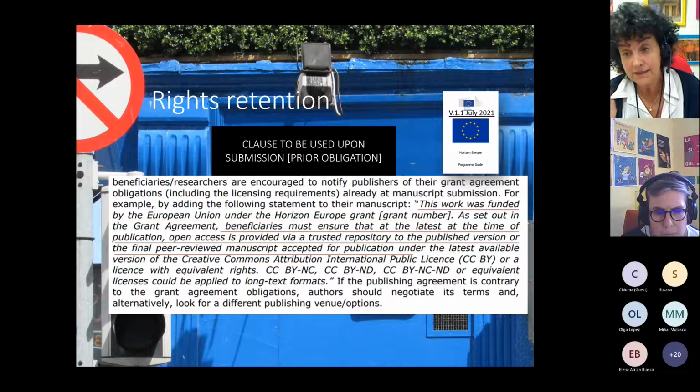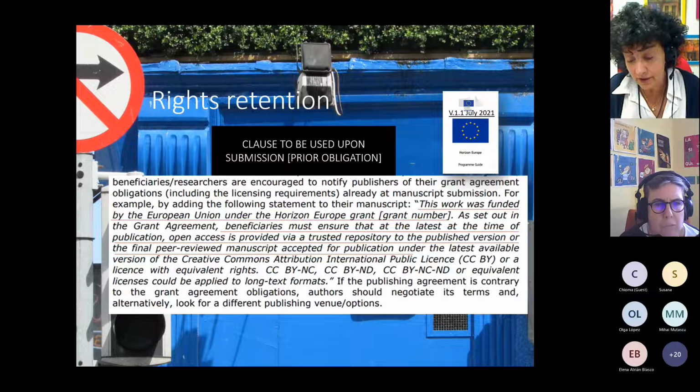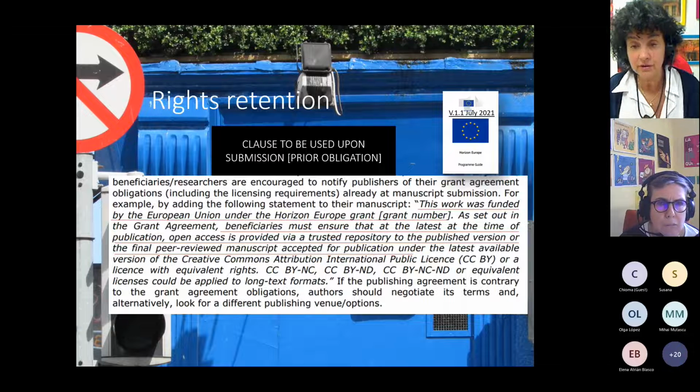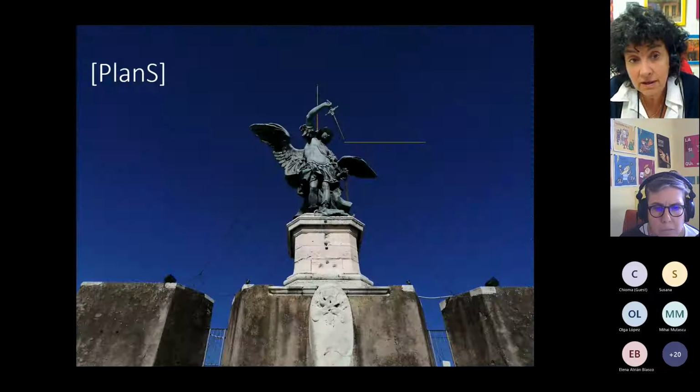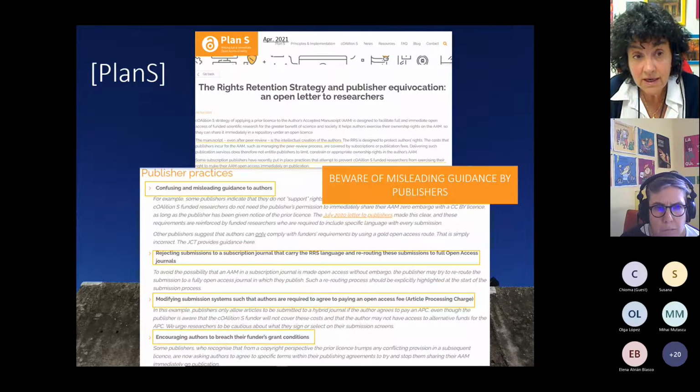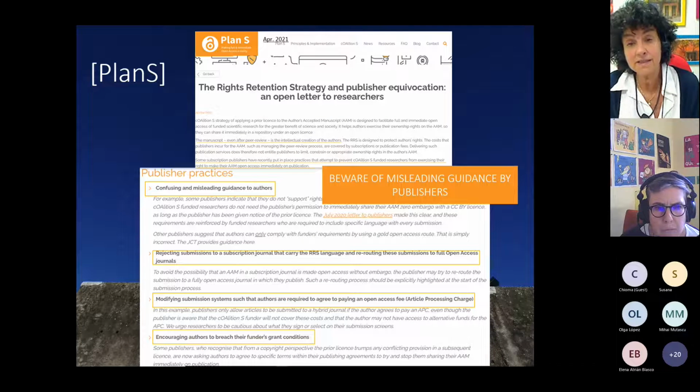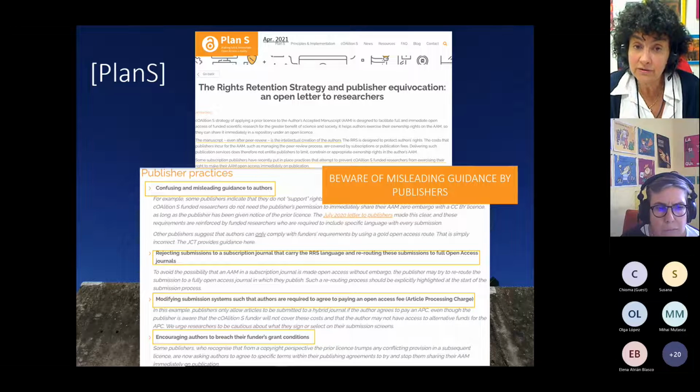Okay, that's what you have to add to your publishing agreement with the commercial publishers if you go for option 3 that we are going to see immediately now. The right retention strategy comes from Plan S, because Plan S is this plan coming from Coalition S, a coalition of funders. They enacted the right retention strategy before the Commission, okay?